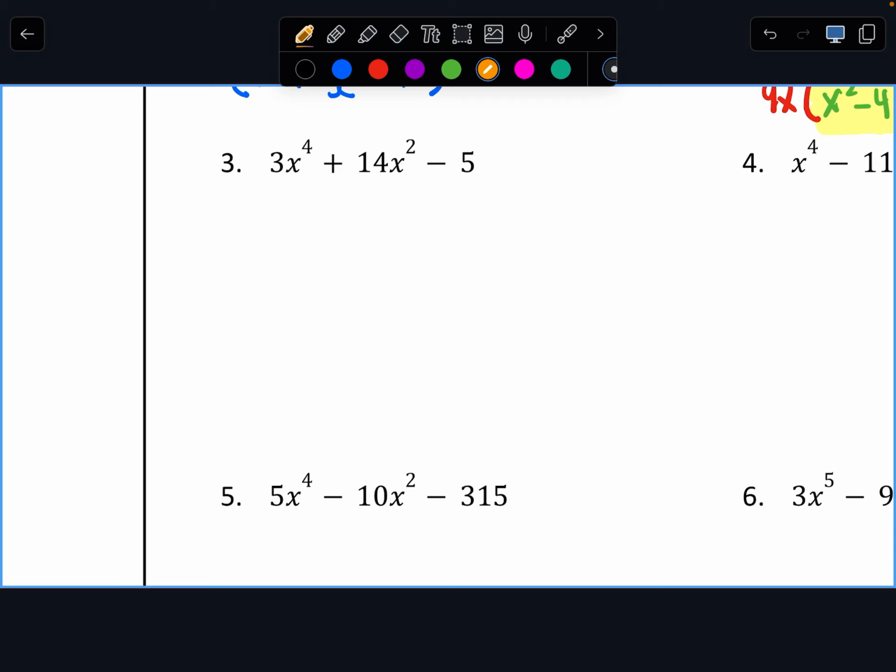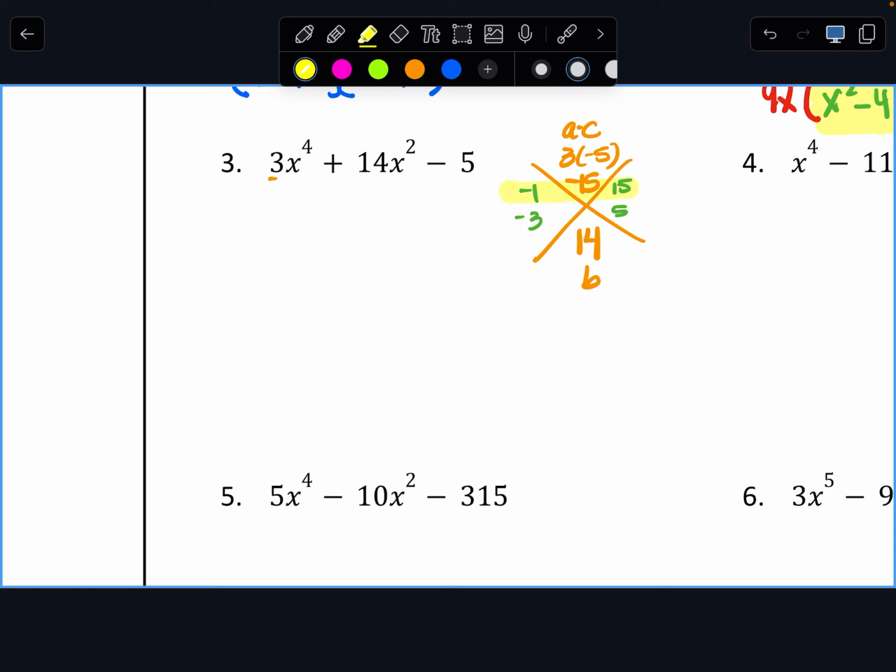So when we look at this, I need to factor. There's no common factors yet, but if I can break it up into grouping, we're going to do the AC method first. So AC is 3 times negative 5, so that's negative 15, and it needs to add to be 14. So the factors of 15, that's negative 1 and 15, and negative 3 and 5. So this is the pair that works.